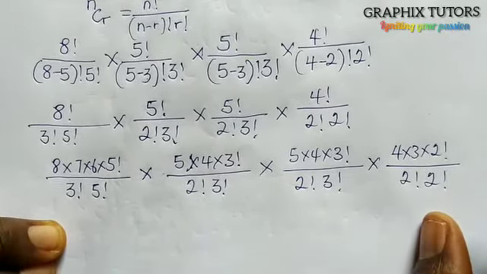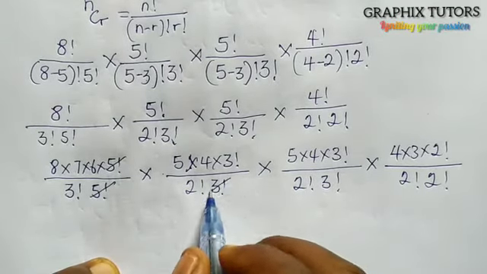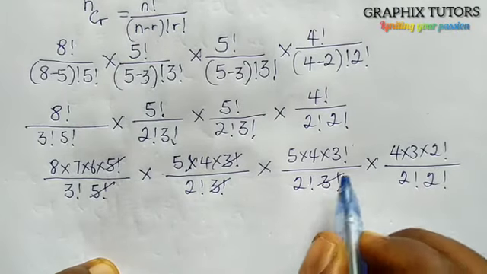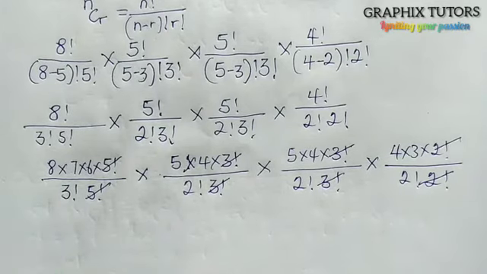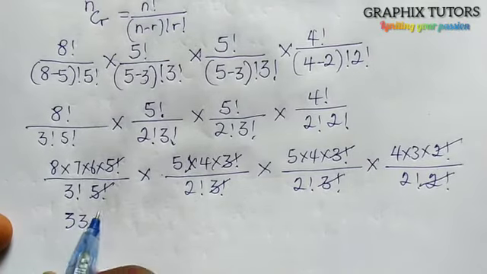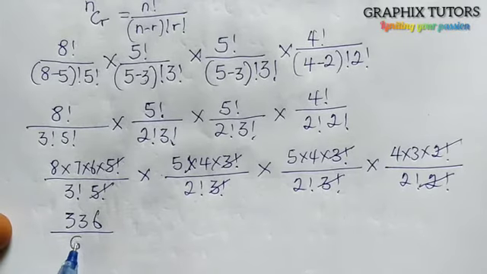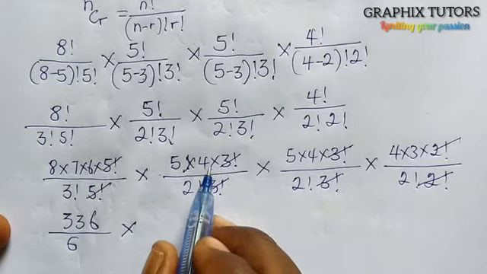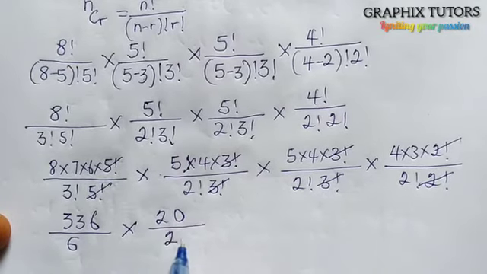So this is it. Now this 5 factorial will cancel 5 factorial, 3 factorial will cancel 3 factorial, and 2 factorial will cancel 2 factorial. So when you say 8 times 7 times 6, that gives us 336 over 3 factorial. 3 factorial is 3 times 2 times 1, which will give us what? 6. Multiplied by 5 times 4 is what? 20. All over 2 factorial, which is 2 times 1, that is what? 2.